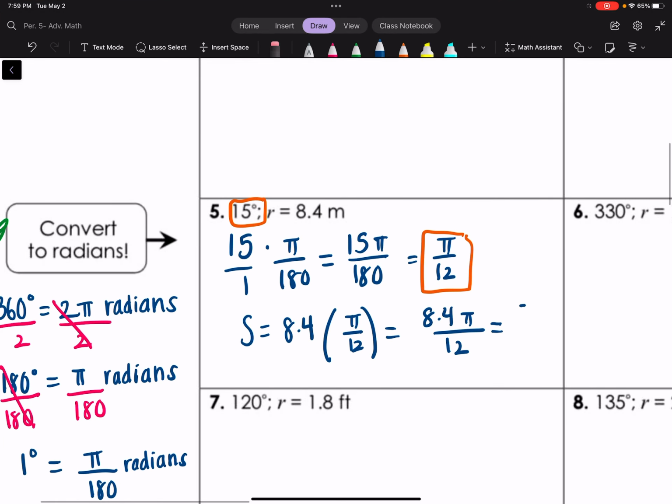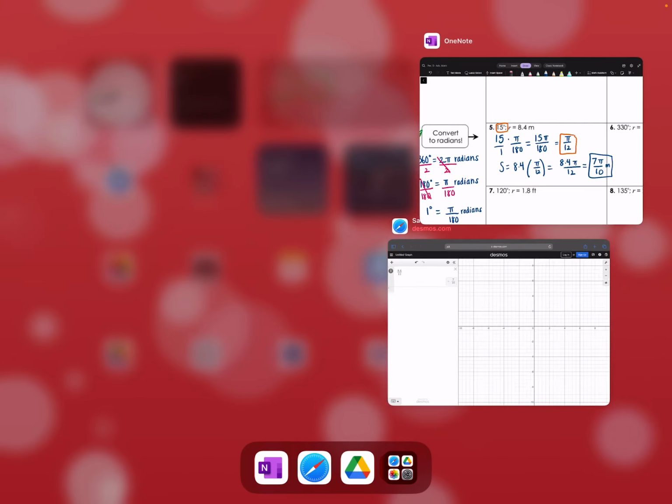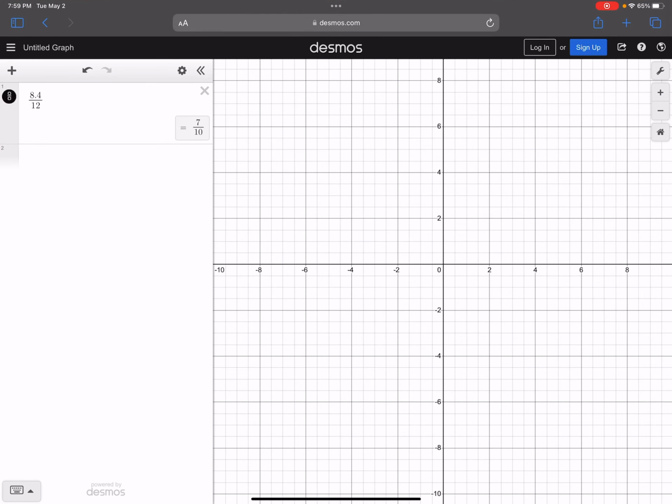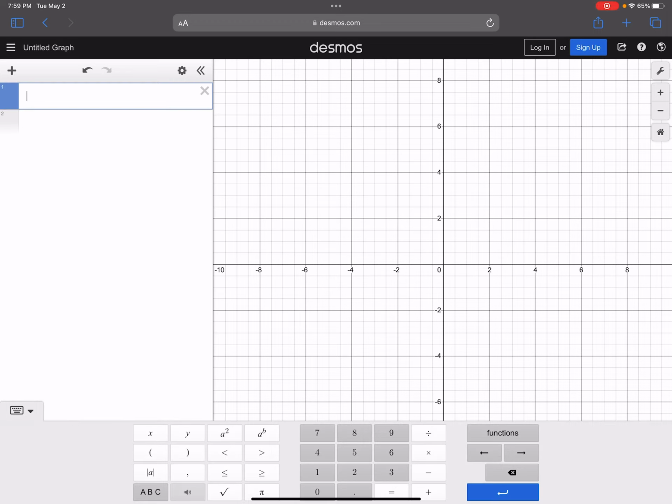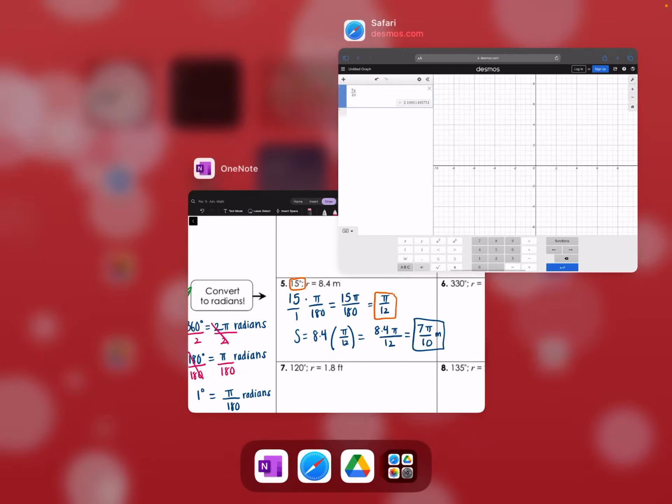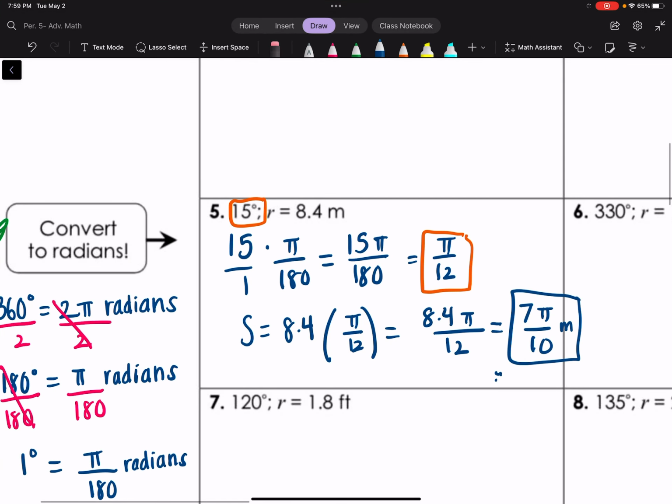So this would simplify to 7 pi over 10. And this one is in meters, so it'd be meters. To convert that to a decimal, you just go back over here and you add the 7 pi over 10 to get your decimal, which is approximately 2.19. That 9 tells that 1 to go up. So this is approximately 2.2 meters.